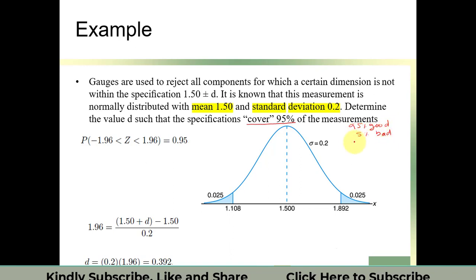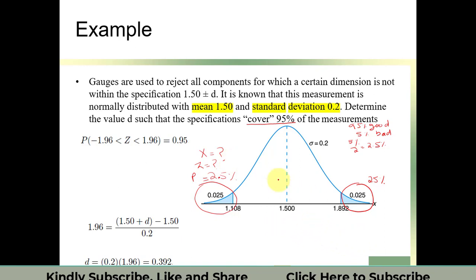So of the 5% bad parts, some will be above the upper specification limit, on the upper tail, and half on the lower tail. So 2.5% of the parts will be rejected on the upper tail and 2.5% on the lower tail. This is basically the percentage of the components that will be rejected. So in this case we have the probability P, we don't have any value Z, and we don't have any value of our random variable X. I hope now you got what the problem says.